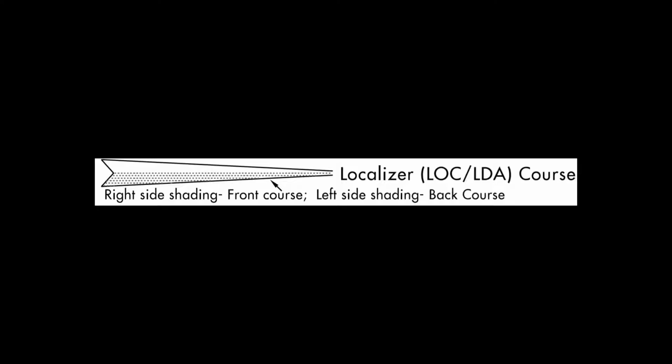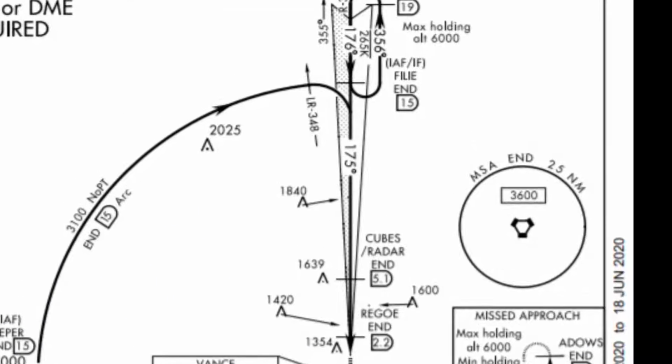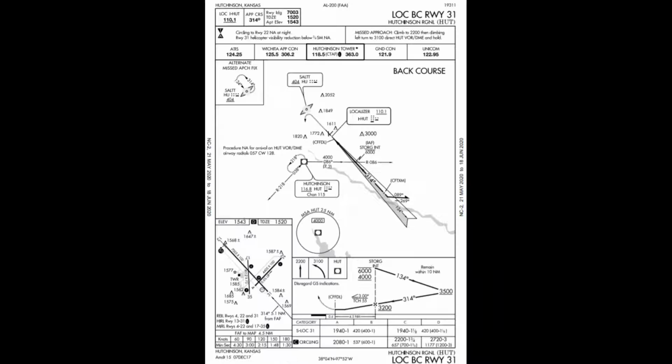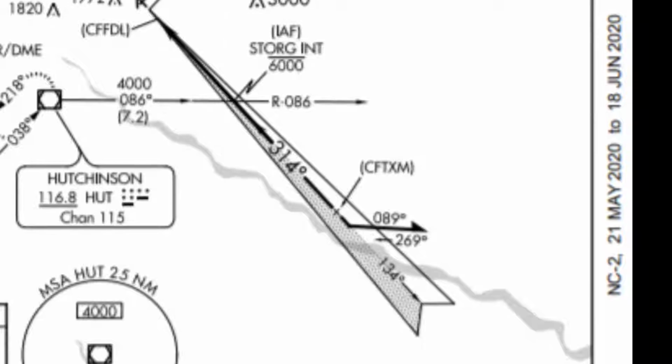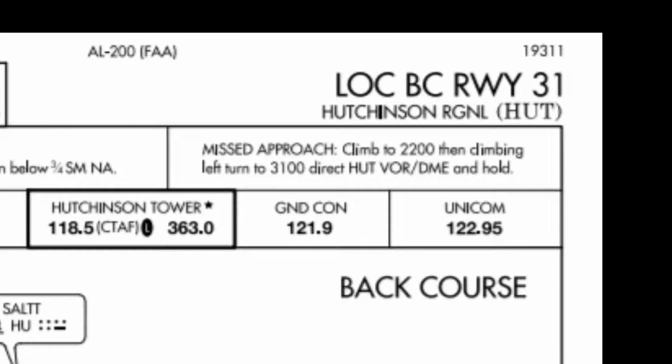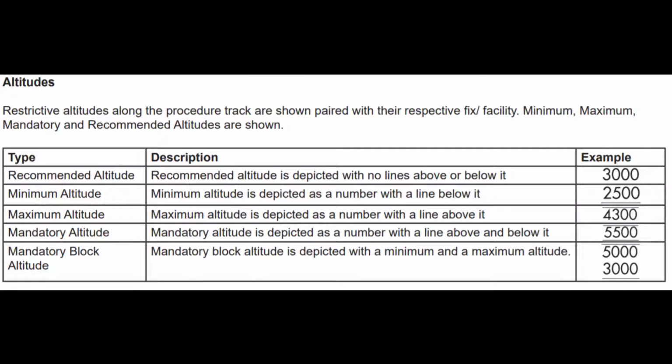Localizers are depicted using the following symbol. The size of the charted localizer symbol does not serve as an indication of the service volume. If the right side of the final approach course is shaded, that means it is the front course of the localizer frequency. If the left side of the final approach course localizer symbol is shaded, that means it is actually a back course localizer. Restrictive altitudes along the procedure track are shown as follows.